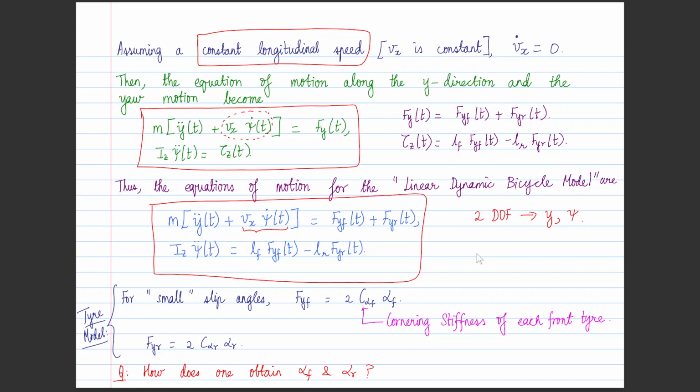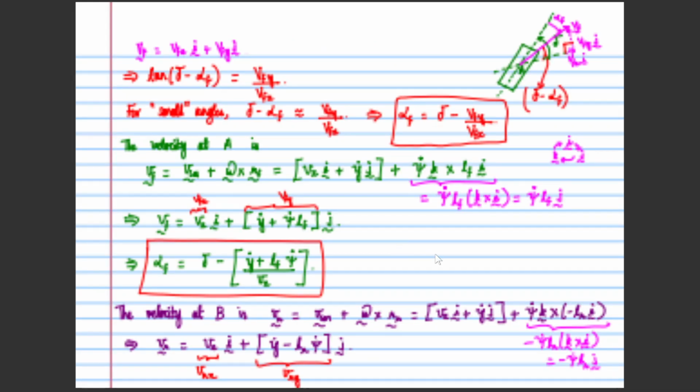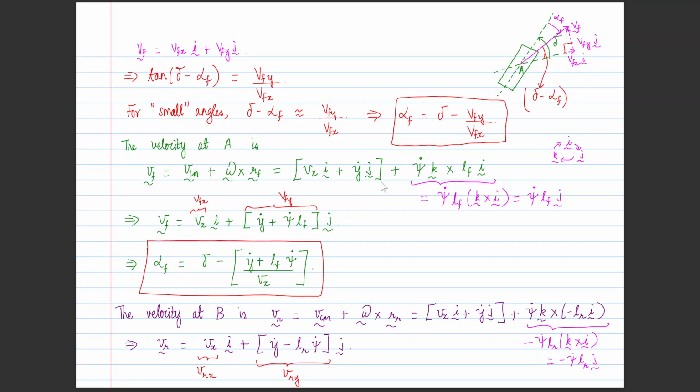For small slip angles, we can consider Fyf equals 2 times C alpha f into alpha f. Why 2? Because there are 2 wheels in the front. So this is the tire model which we are working with for now. There are certainly more sophisticated tire models, like the magic formula tire model, which you can find in a vehicle dynamics course. It's also available on NPTEL.